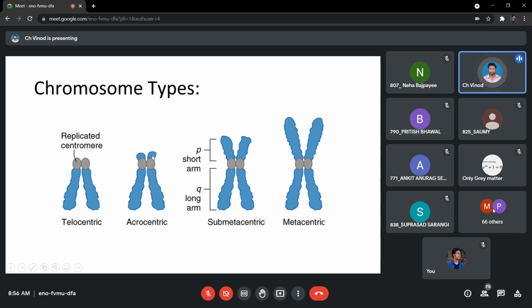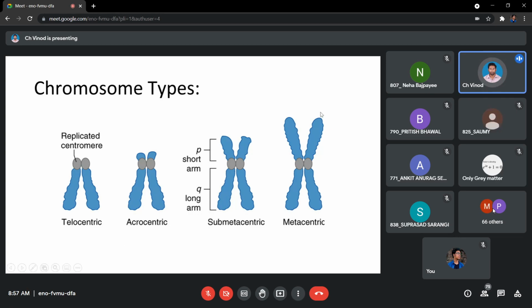Then we have acrocentric. We have two sister Qs and two sister Ps, but the Ps are very, very short and they are after the centromere. This kind of formation is called acrocentric. Then we have a third formation called submetacentric, where the centromere is not exactly in the center, but it's towards the center. We have a short P arm and a long Q arm. They are unequal. They are not very, very short nor very, very long, but they are unequal. Such a formation is called submetacentric.